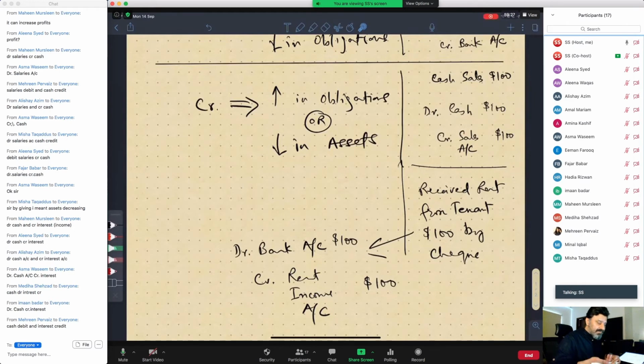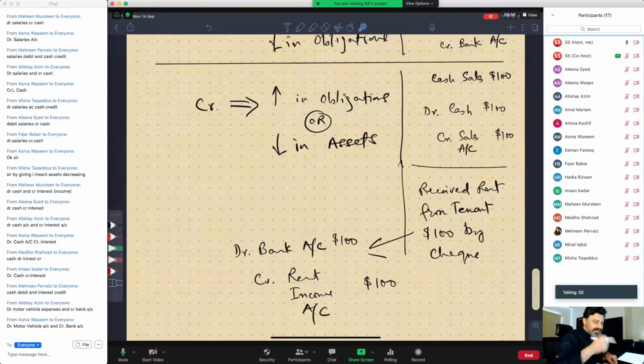Incomes inherently have credit nature, so increase in the income will be credited. The other way of looking at it, that your obligation towards your owner, called profit, is also going to increase because of this factor. So whichever way works for you, right? Excellent. So now moving on to the third one. Excellent, Maheen, Iman Badr, very good. Very good. Okay, now moving on to the next one, paid motor vehicle expenses by check.